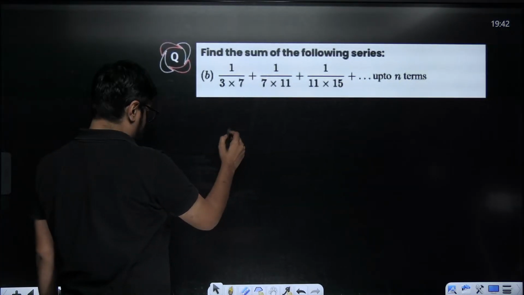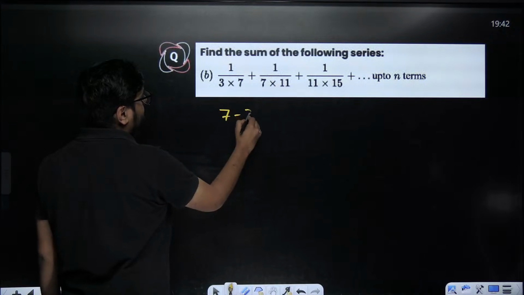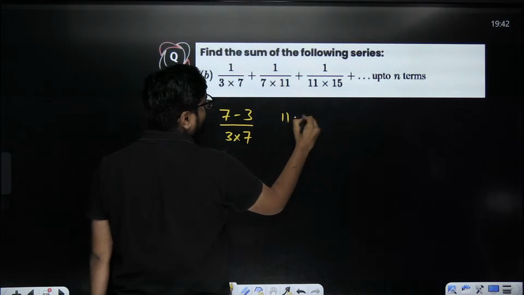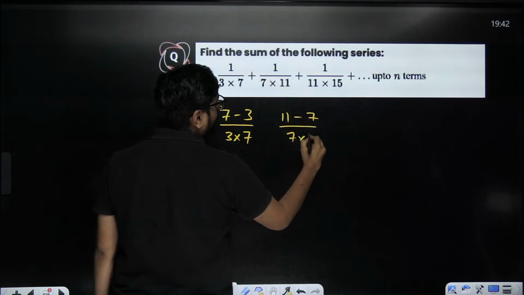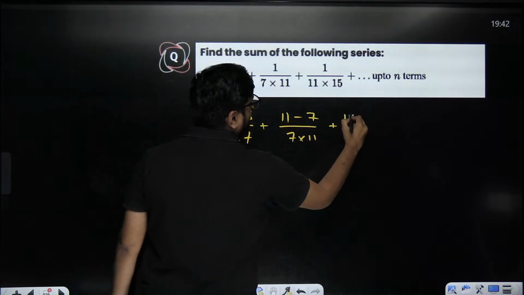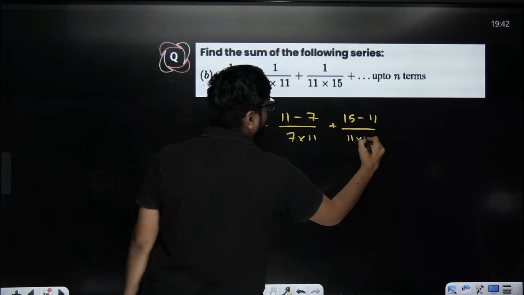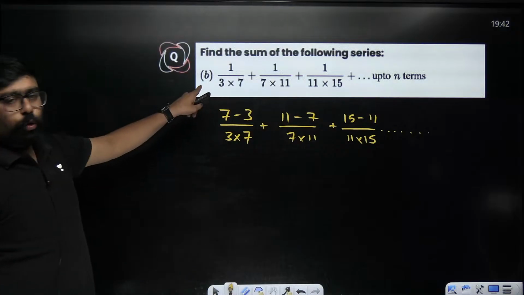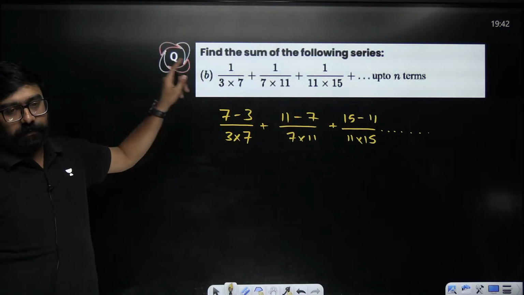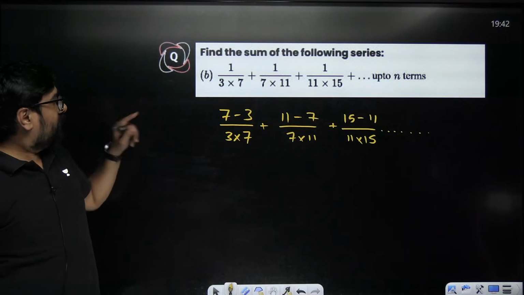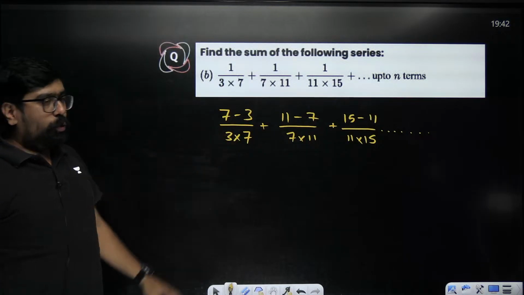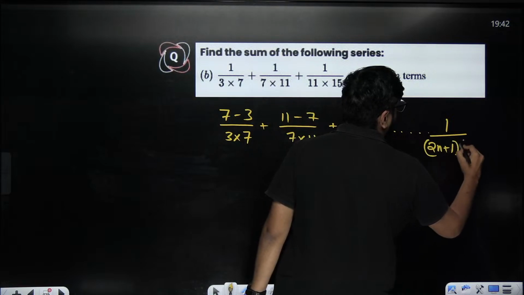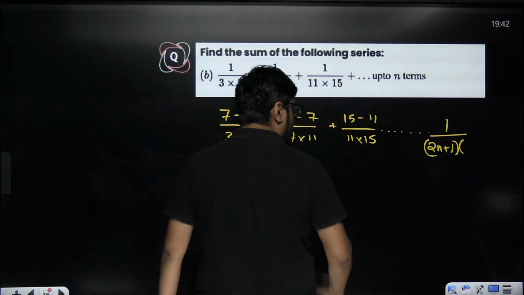Here 7 minus 3, here you will do 7 minus 3 divided by 3 into 7. The difference is constant. 7 and 11, difference is constant. 11 minus 7 divided by 7 into 11, right? Here what will you do? 15 minus 11 divided by 11 into 15, till nth terms, right? So 2n plus 1 into 2n plus 4 is your general term. You can write like this.